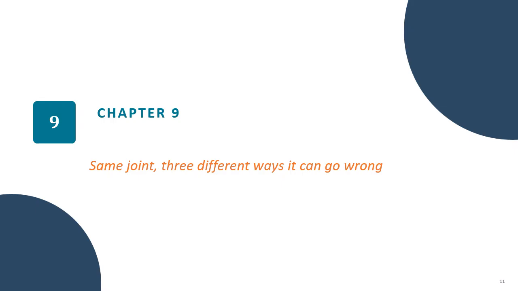So chapter 9 is going to focus on three major ways a joint can fail. The joint may be attacked by the immune system, it may be irritated by crystal deposits, or it may gradually wear down from mechanical use, so everyday use. These processes are going to leave different signatures on imaging.